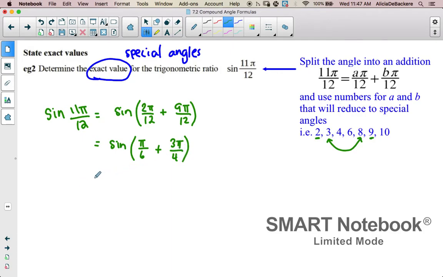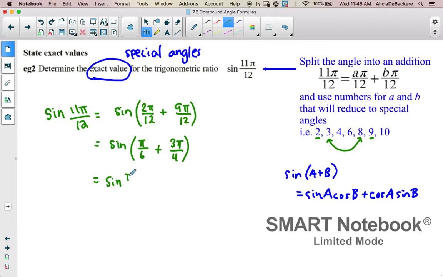So now I'm going to use my sum formula or my compound angle formula for sine with an addition. So I'm thinking about that sine of a plus b formula. So you might have that up on your sheet beside you as you do this. We know that sine of a plus b is just sine of a cos b plus cos of a sine of b. So I'm going to use this idea, but here my a is pi by 6 and my b is 3 pi by 4.